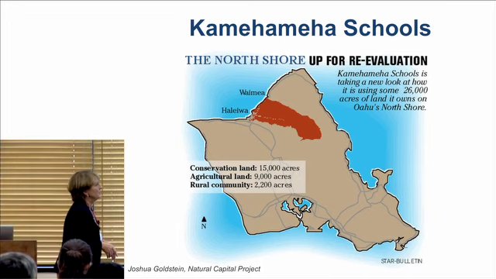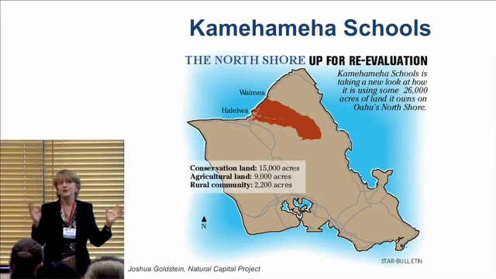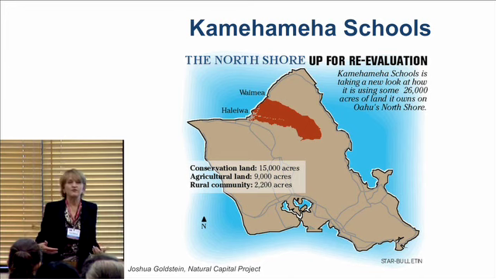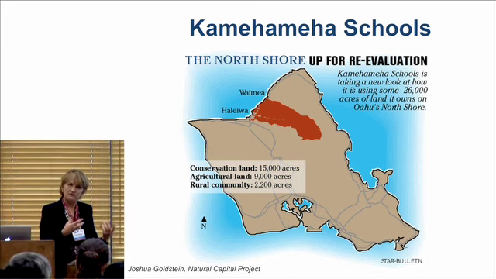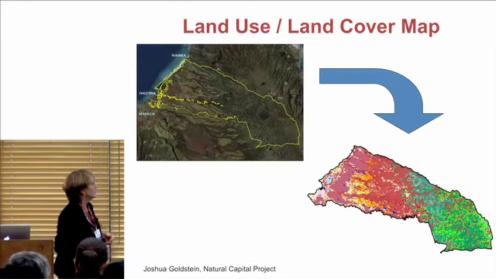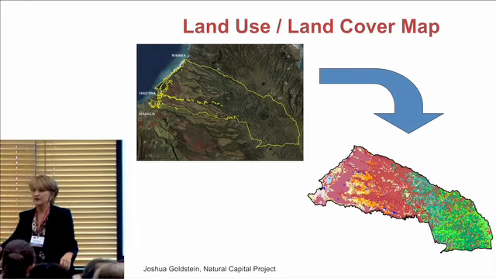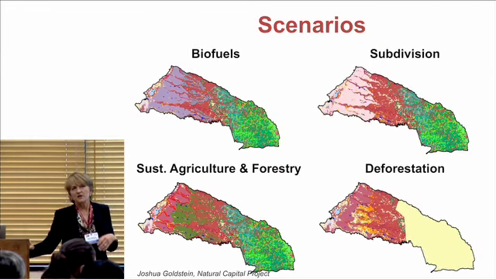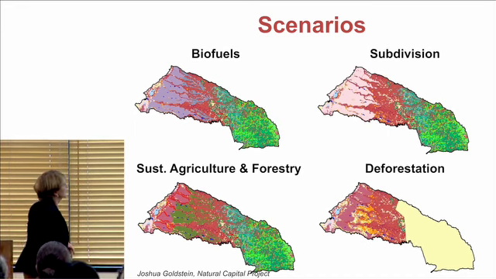A very big piece of land, 26,000 acres on Oahu's North Shore, prime land, owned by Kamehameha Schools, just freed up from a long-term lease, and they were trying to decide what to do with it. They used the INVEST model and the process to explore different futures for it. So they basically developed a land use map of that piece of land that they owned, and then they worked with local stakeholders to run some scenarios. So what are the possible uses of this land in the future?